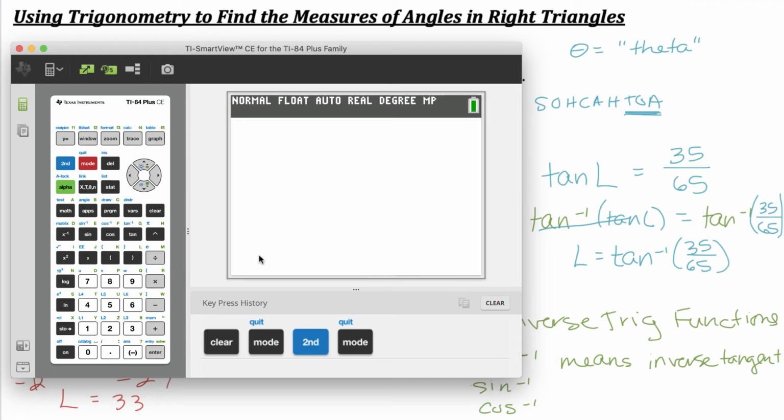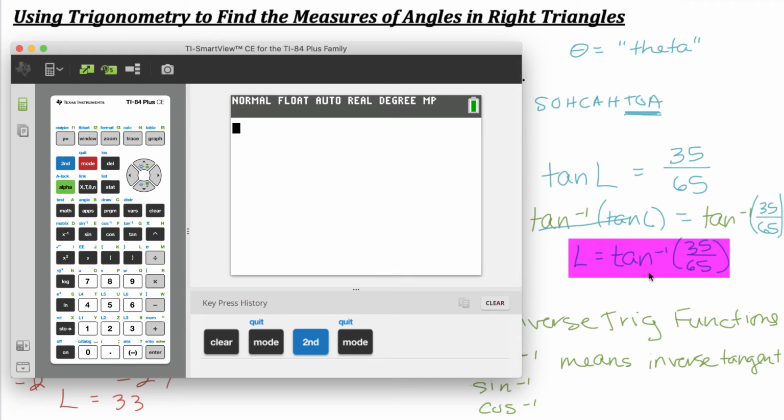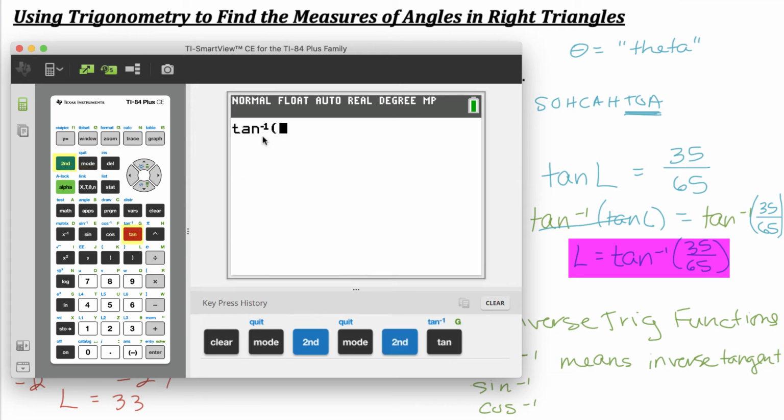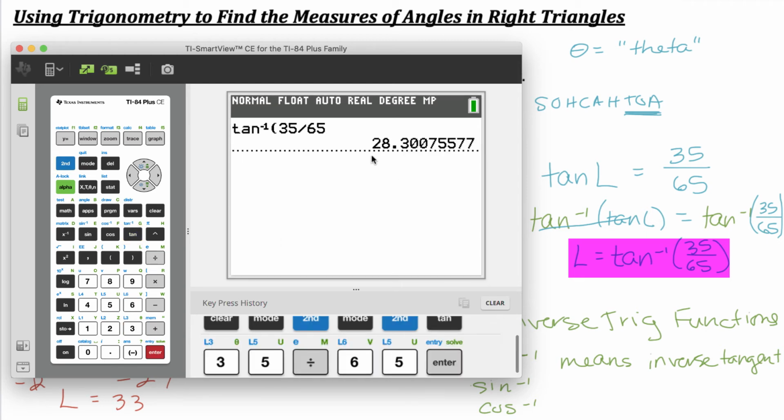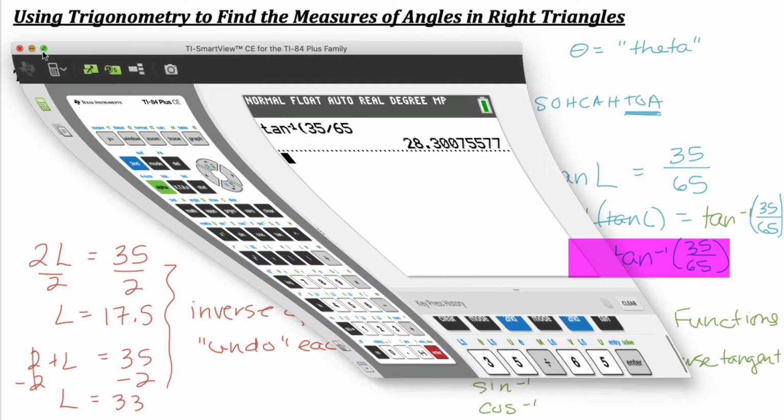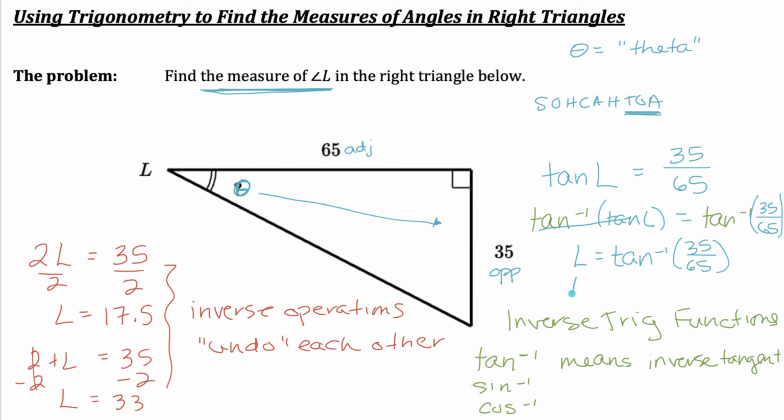So we again have inverse tangent of 35 over 65. So we want to know what angle has a tangent ratio of 35 over 65. So I'm going to choose second tangent, and that's going to give me my inverse function, 35 divided by 65, and I'm going to hit enter. And it tells me that the angle is about 28.3 degrees. So angle L is approximately 28.3 degrees.